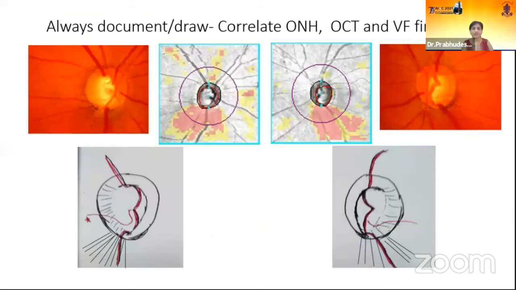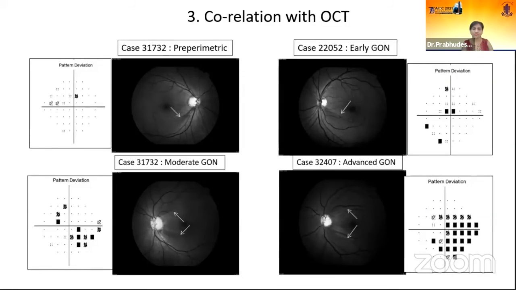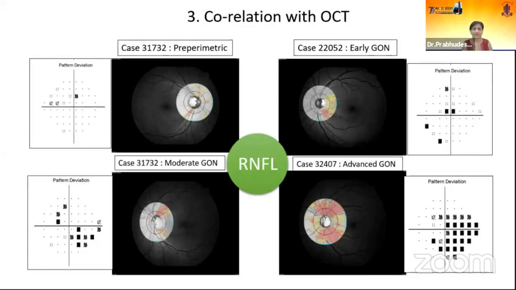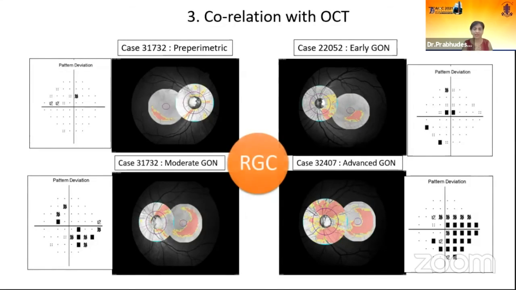So most important after this also is documentation, drawing of OCT and ONH, and also visual field findings. So this can be done. OCT will help us in identifying many conditions like preperimetric, early glaucoma, moderate glaucoma, and even advanced glaucoma, because it corresponds very well with RNFL and NRR thinning.